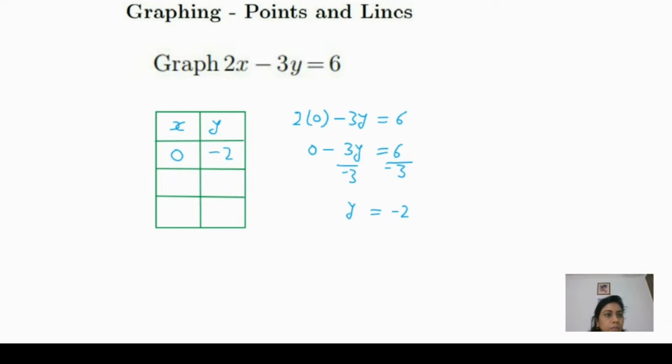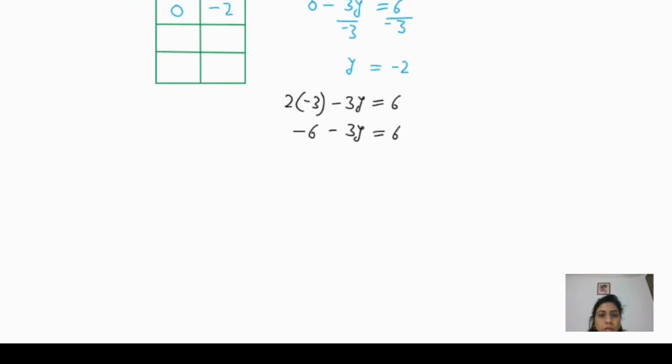Okay. Now another one. When we put x value minus 3, I checked for minus 1 and minus 2, but the y value came in decimals. That's why I'm choosing minus 3. 2 times minus 3 is minus 6, minus 3y equals 6. Now add 6 to both sides. So this is 6 plus 6, 12.